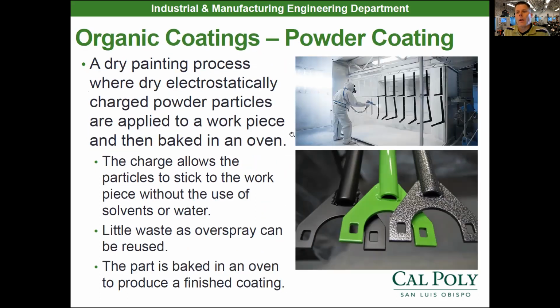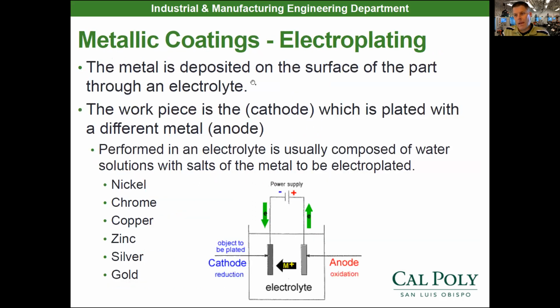Now, metal electroplating. We can put metal coatings on top of other metals through an electrolyte. It's known as electroplating. This is how you gold plate or silver plate something. If you've ever heard of gold plated, that's because the base material is made of something different, and they just have a real thin layer of that metallic coating on the surface of the workpiece.